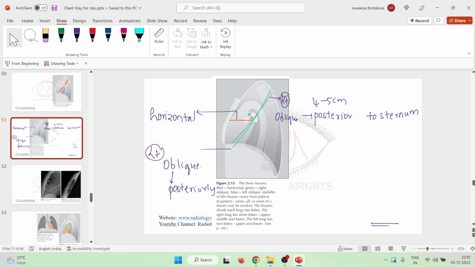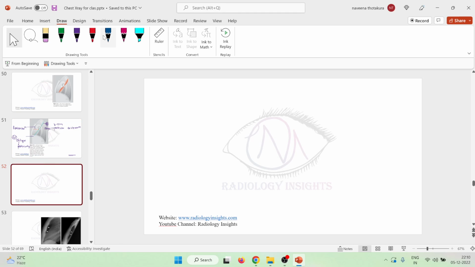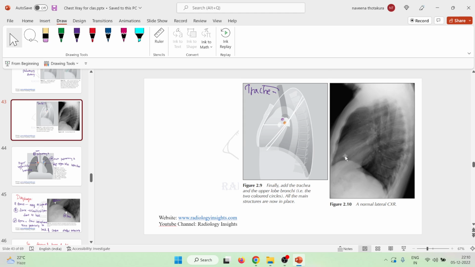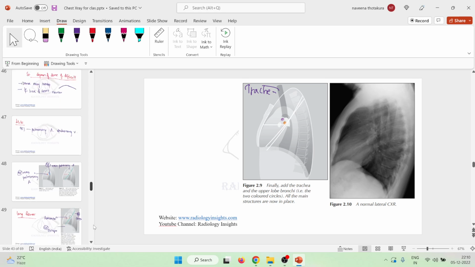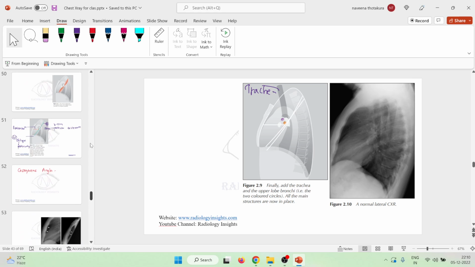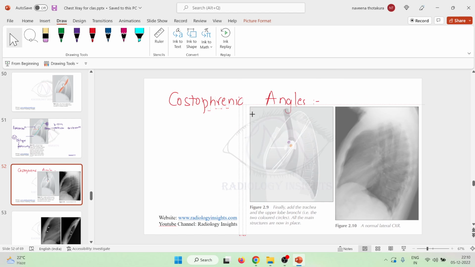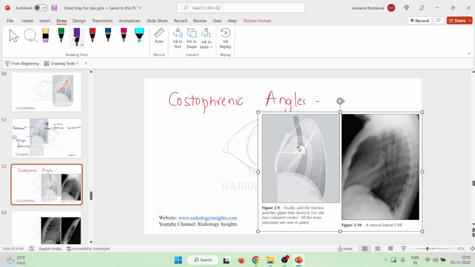Next, we have angles. We have to know about the posterior costophrenic angles in the lateral chest X-ray. Costophrenic angles have recesses and sulci. In this lateral chest X-ray, these are the costophrenic angles.